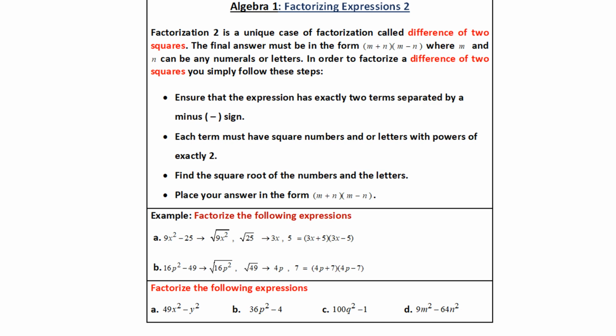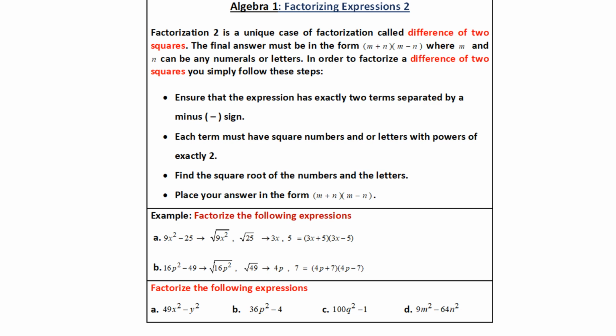So we have to find the square root of 9x squared and we have to find the square root of 25. The square root of 9x squared is 3x because the square root of 9 is 3, the square root of x squared is x, and the square root of 25 is 5. So your final answer is 3x plus 5, 3x minus 5.